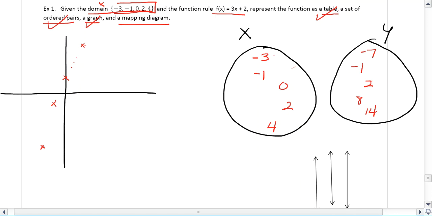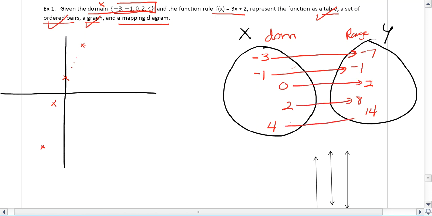And now I have placed the x values for the mapping diagram in the first circle, the x circle. I put the y values in the range. So just to review, this is the domain, and this one is the range. And then the arrows go from the input to the output, mapping the 0 to the 2, 2 to the 8, and so on. So now we're done with the mapping diagram. This is just showing one function in multiple ways.